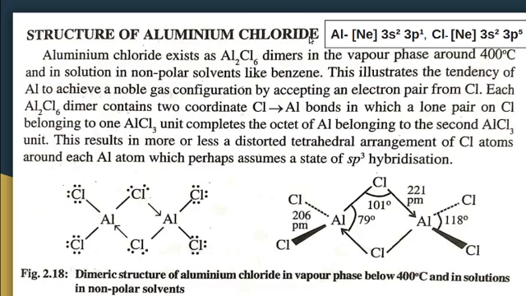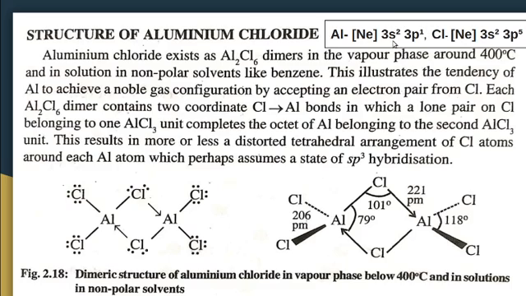We know that aluminium has an electronic configuration of neon 3s2 3p1. Neon means it contains 10 electrons. So altogether there are 13 electrons in aluminium: 10 plus 2 plus 1. But in the case of chlorine, there are 17 electrons: from neon, 10 electrons, plus 2 plus 5. So there are 17 electrons in chlorine.